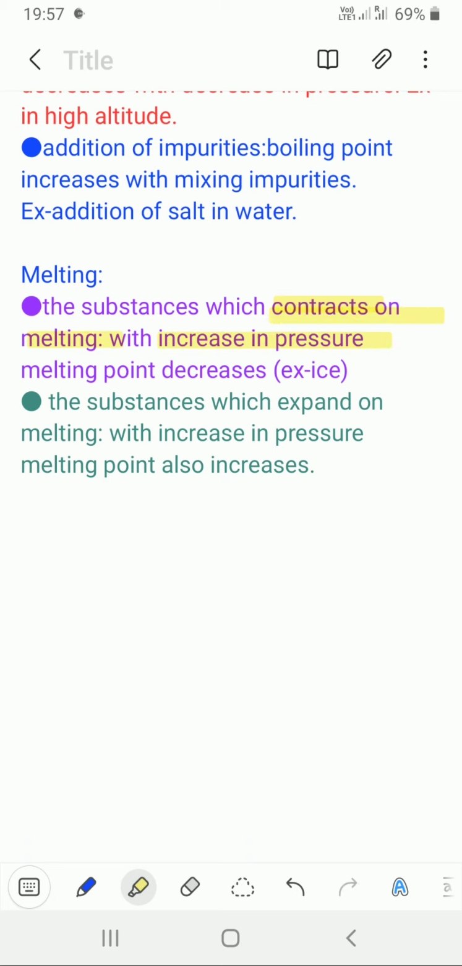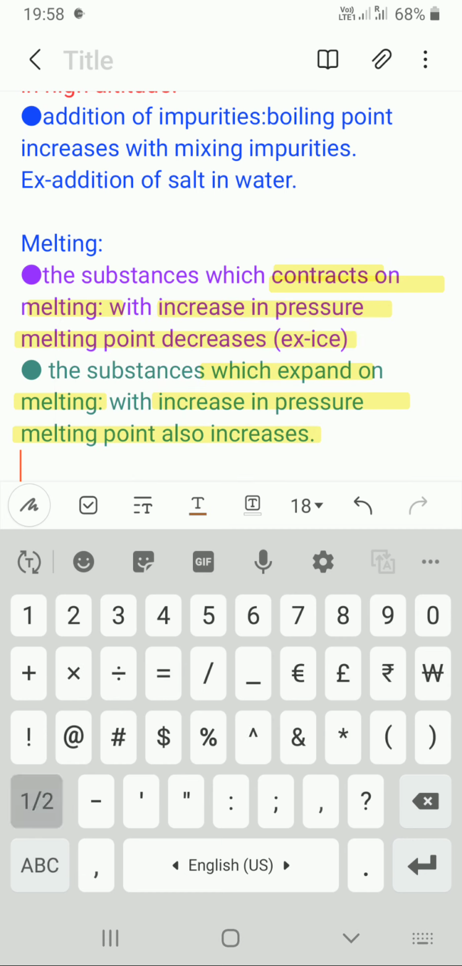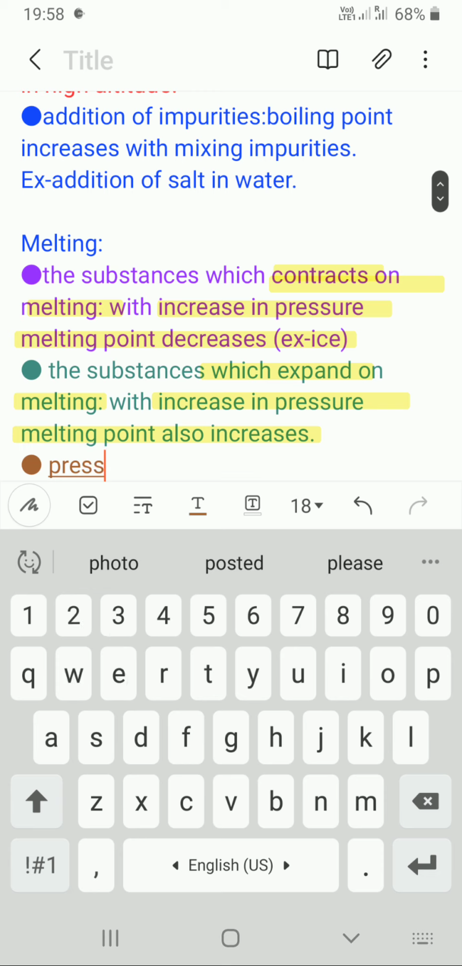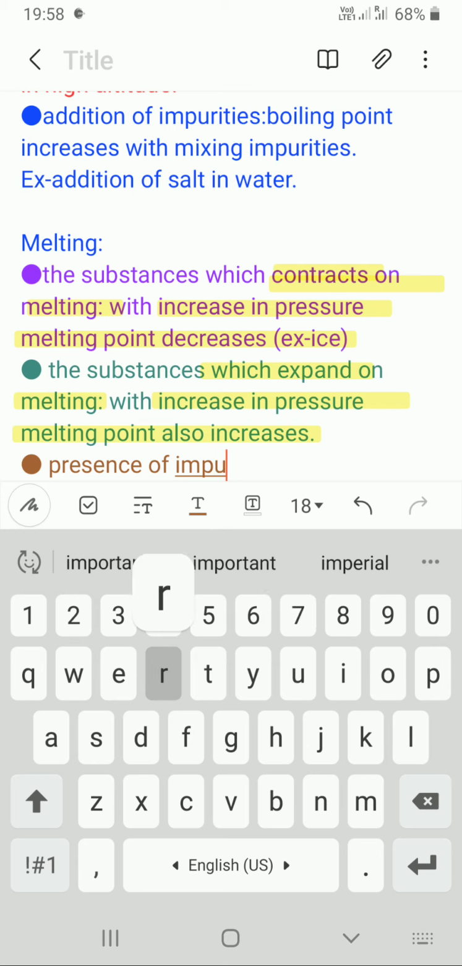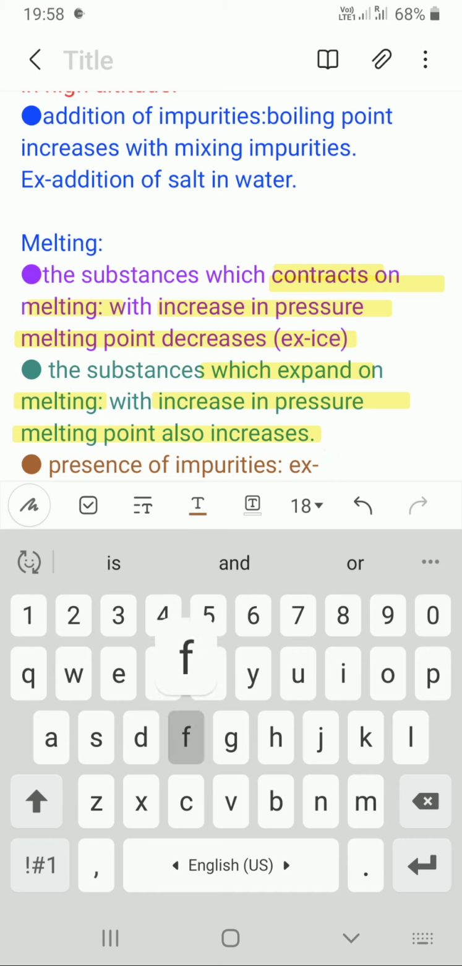Understood? So here I have to highlight: for a substance which contracts on melting, with increase in pressure, melting point decreases, and for a substance which expands on melting, with increase in pressure, melting point also increases. Then next, melting point also depends on impurities. Here I can write: presence of impurities. For example, freezing mixture.